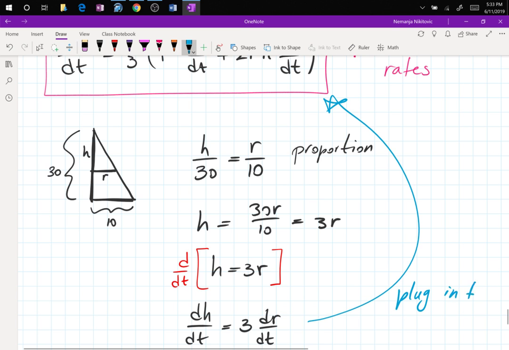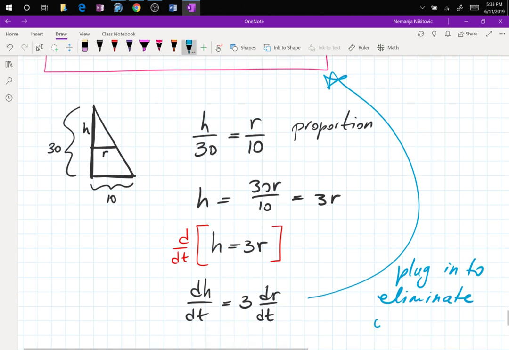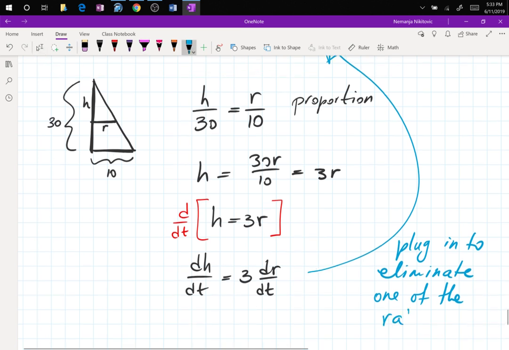Plug in to eliminate one of the variables. One of the rates, how about that? So if you don't have both rates given, you have one or the other, you can always convert one rate into the other rate and eliminate the rate you don't have.